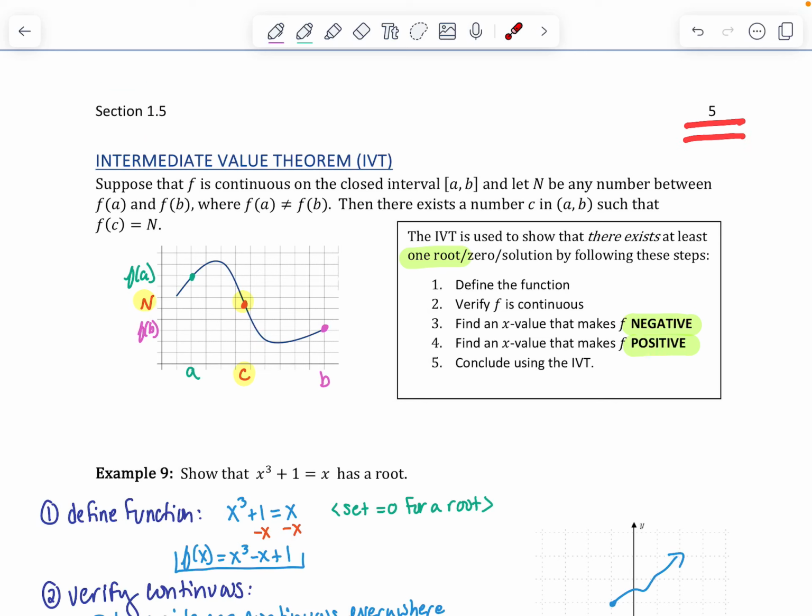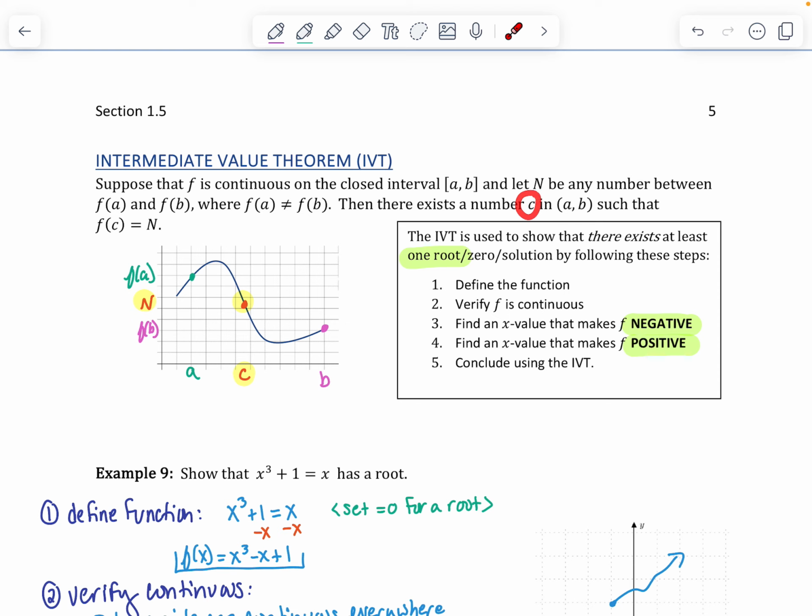Section 1.5, page 5. The last piece to discuss in this section is called the intermediate value theorem, abbreviated IVT. Suppose f is a continuous function. We've now solidified what a continuous function is, specifically on a closed interval between a and b. Then there is going to be some value n between the outputs f of a and f of b, when f of a and f of b don't have the same output.